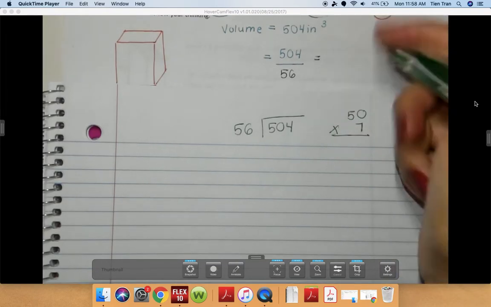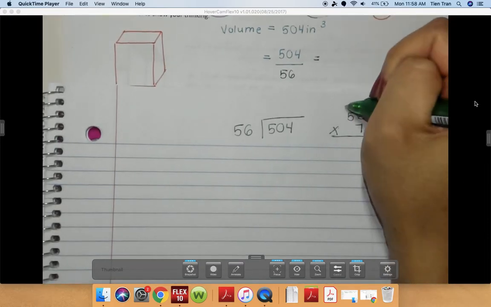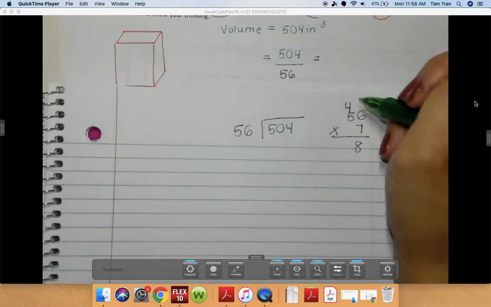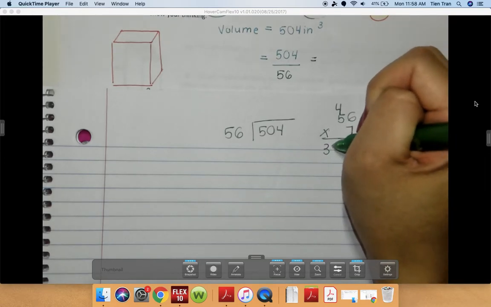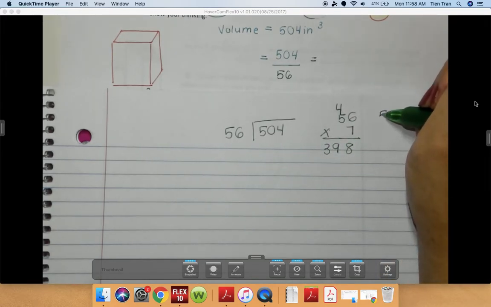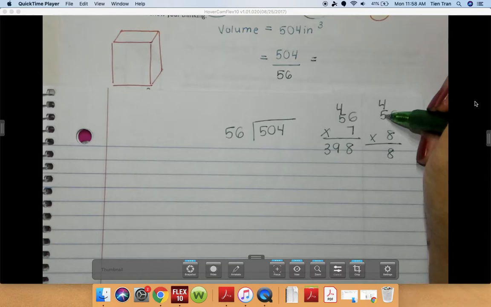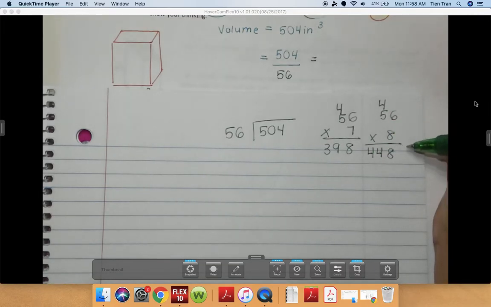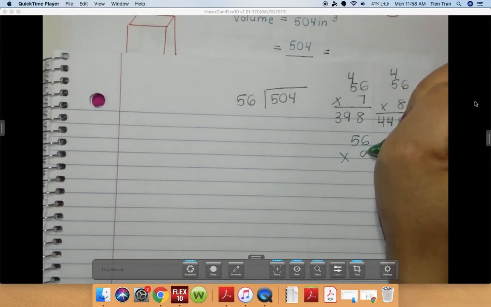I know that 56 times 7, 6 times 7 is 42, 7 times 5 is 35, plus 4 is 39. So that's a little low. I want to try a bigger number. Let's try 8. 6 times 8 is 48, 8 times 5 is 40, 40 plus 4 is 448. Now, what if I want to try 9? Let's see if 9 would actually work.